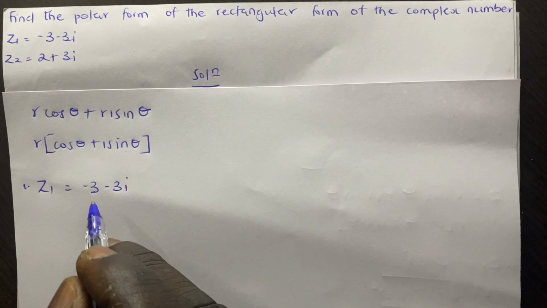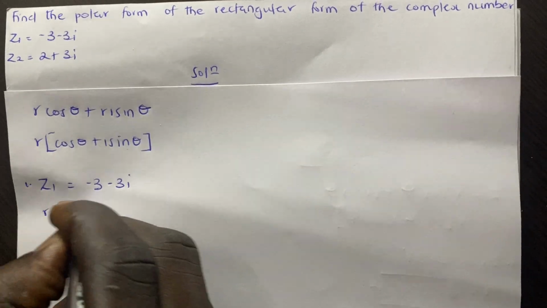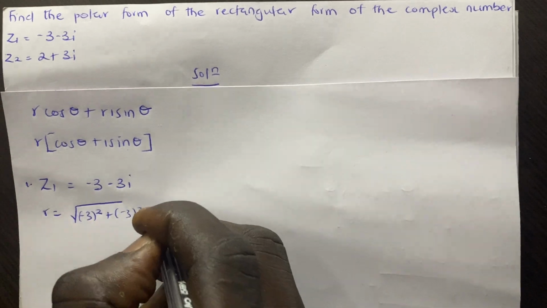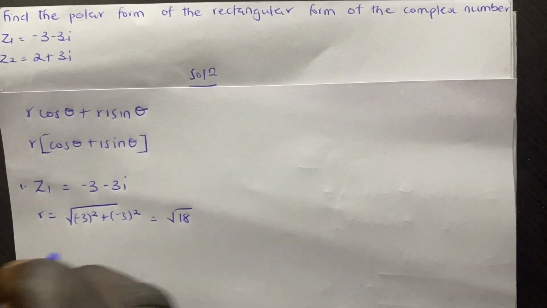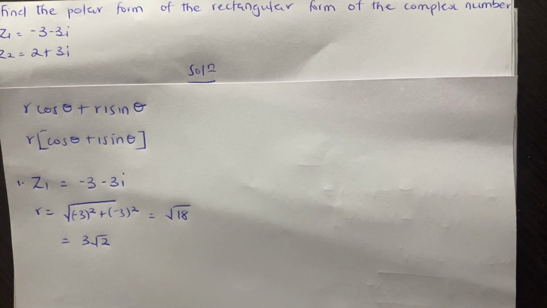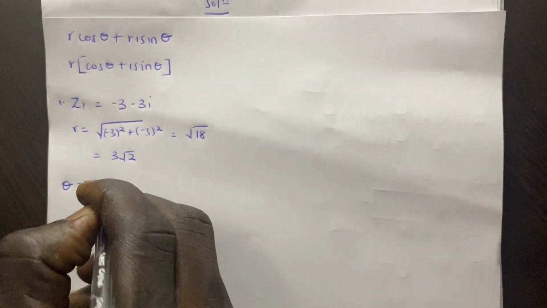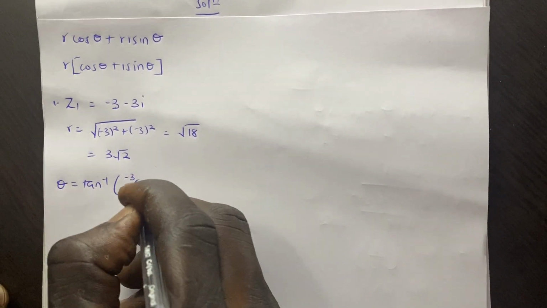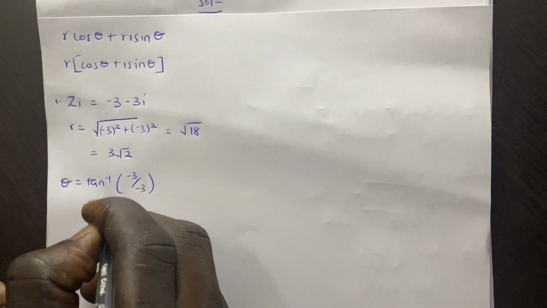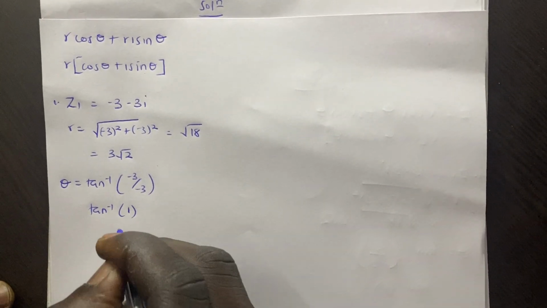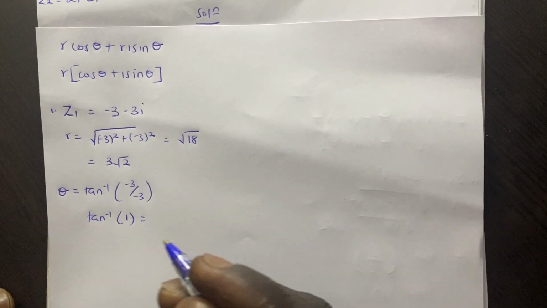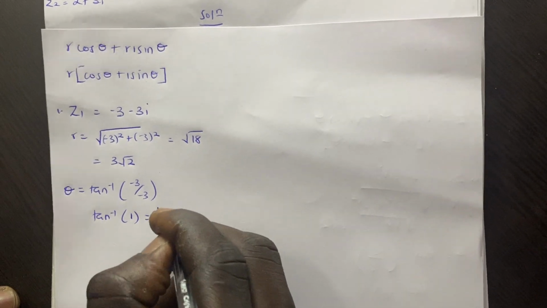When you have this and we want to find our modulus, we know that r is equal to root of minus 3 squared plus minus 3 squared, which is going to give us root of 18, and this is the same as 3 root 2, right? And if you have to find our argument, theta is equal to tan inverse of the imaginary, minus 3, over the real, which is also minus 3, and this is going to give us tan inverse of 1. When you punch this into your calculator, please, it's very imperative that you change it to radians on the calculator. This is going to give you 1 over 4 pi.